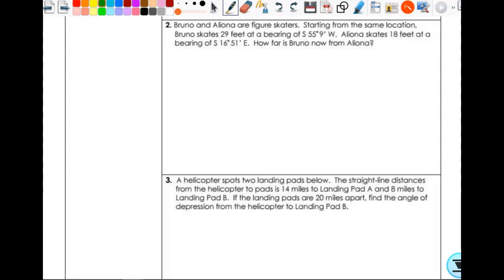All right, so before I put my little compass on there to think about where I'm starting, I may not want to put it in the same spot I did number one. I've got to think about what's happening here. Bruno's going southwest, she's going southeast, so it would make more sense for me to have it kind of at the top so my picture will come out right. So they start from the same location. He's going southwest about 55 degrees. This is Bruno. She's going southeast about 16 degrees.